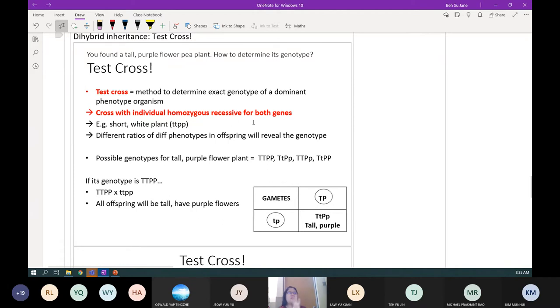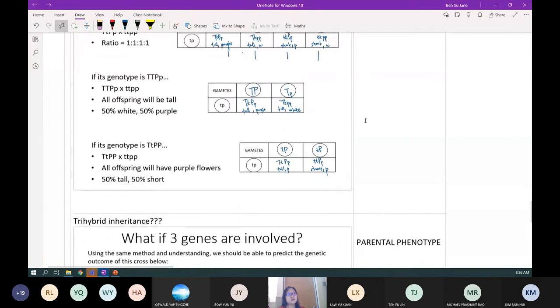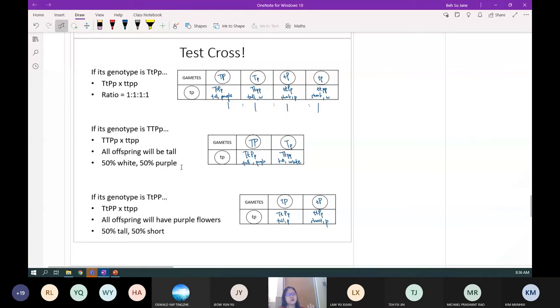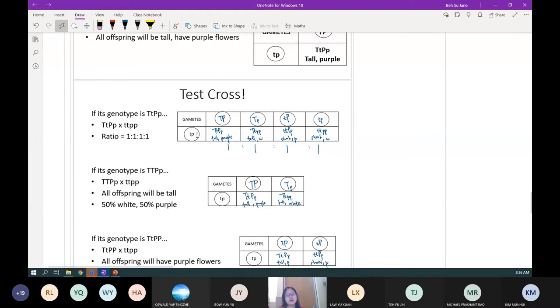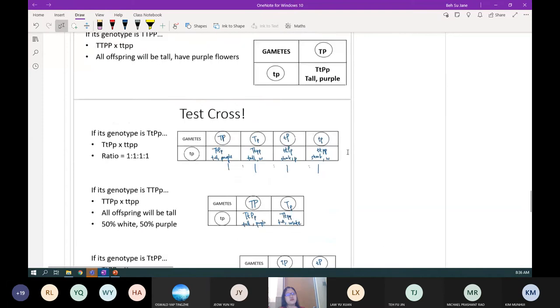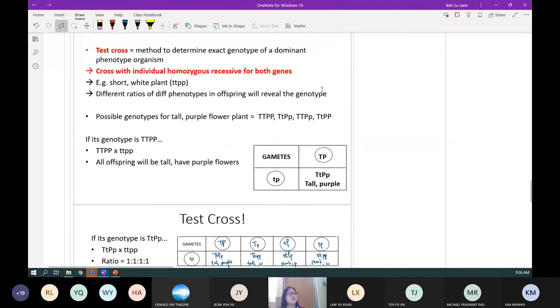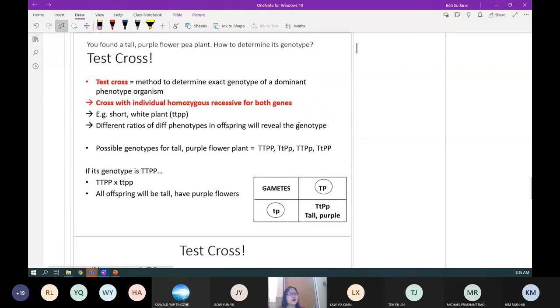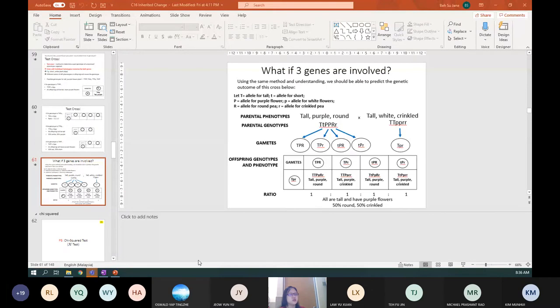You cross it, you look at the offspring, the ratio, the number of phenotypes. Are all the offspring tall, but some white? Or are all the offspring only purple flowers, 50% tall, 50% short? Or does it show all the different phenotypes? Or does it only show tall and purple phenotypes? Then from these different ratios in the phenotypes of the offspring, you can work out what is the original genotype of that one plant you found. I hope that is clear. If you have any questions, you can put them in the chat.